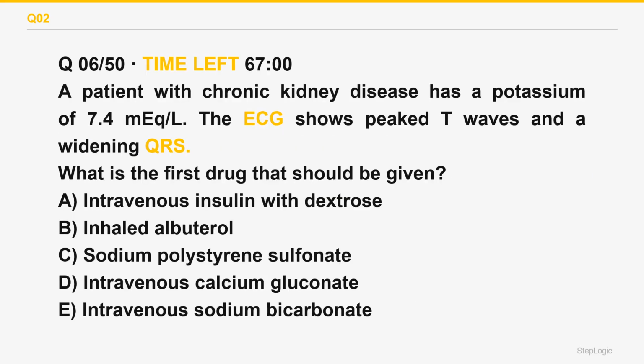What is the first drug that should be given? A patient with chronic kidney disease has a potassium of 7.4 milliequivalents per liter. The ECG shows peaked T waves and a widening QRS. Read the command, the first drug. Several agents treat hyperkalemia, and they do 3 different jobs. Only one of them protects the heart immediately.